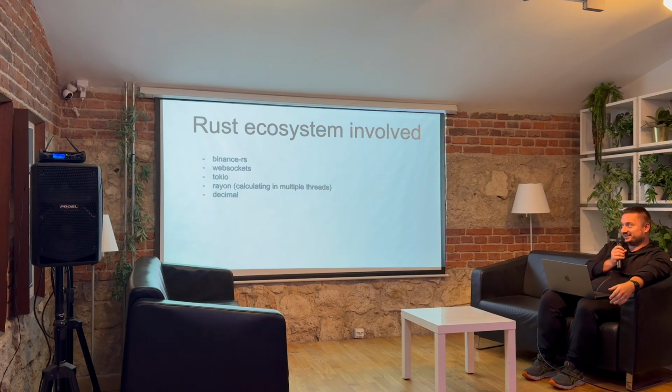So we have to write a program which will be able to compete with other automatic programs, and that's why Rust was chosen, because of course it's a faster language and we have enough libraries. We have WebSocket, we have Tokio for async processing, and Rayon for calculating in multiple threads. Everything was used. And of course, decimal, because there's a small caveat.